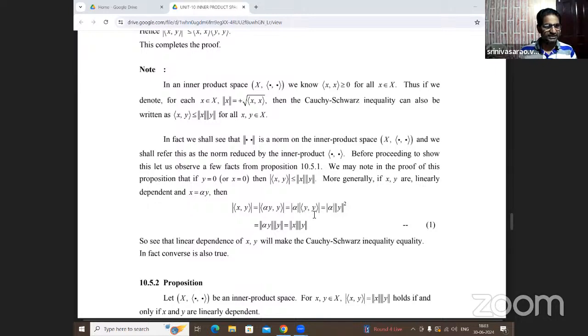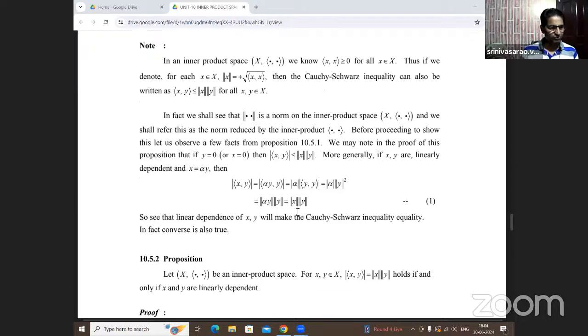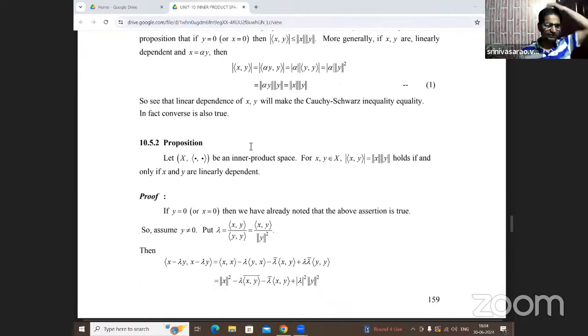So mod alpha means simply the inner product of y and y, which means norm y square. The square root of the inner product of y and y means norm y. So norm y square is the value of the absolute value of the inner product of y and y. This value can also be written as alpha y times norm y. What is the meaning of alpha y? This is the scalar multiplication, so this value is replaced by x. So norm x and norm y. If it is linearly independent, this is also verified here, replacing the value of x equal to alpha y.